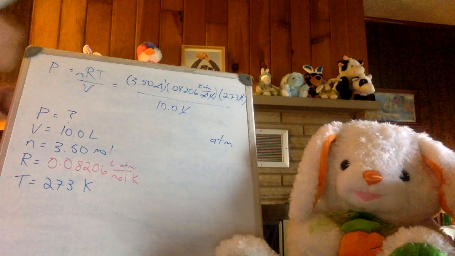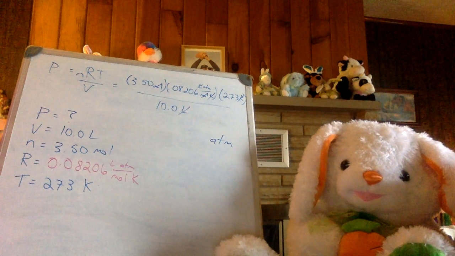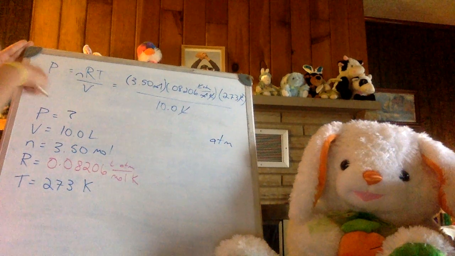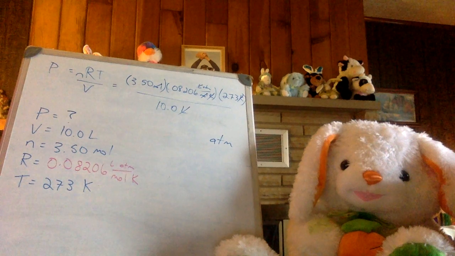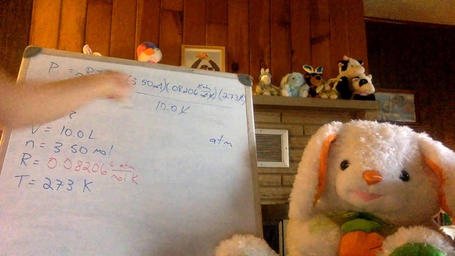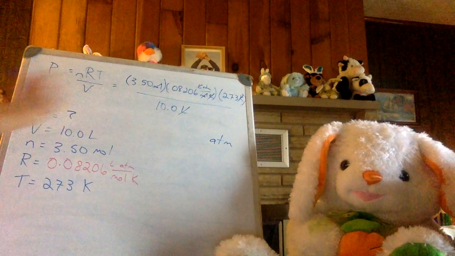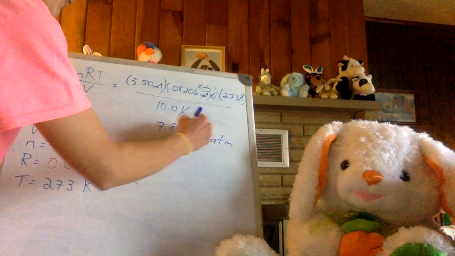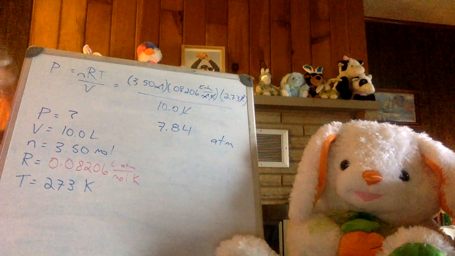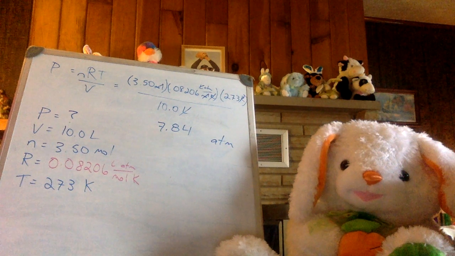I also know pressures in atmospheres, so even if I don't cancel, rest assured that if you use that R, you get atmospheres for your pressure. Looks like 3 significant digits, 3 and 3, so I'll use 3 in my answer. I got 7.84 ATM.